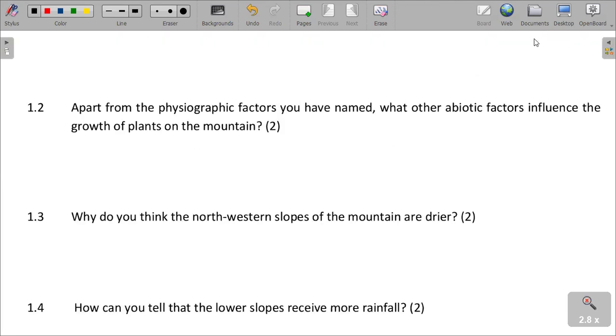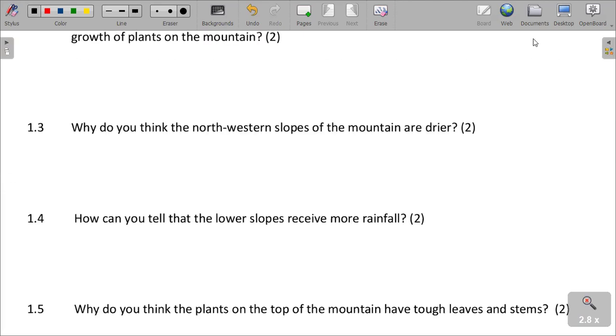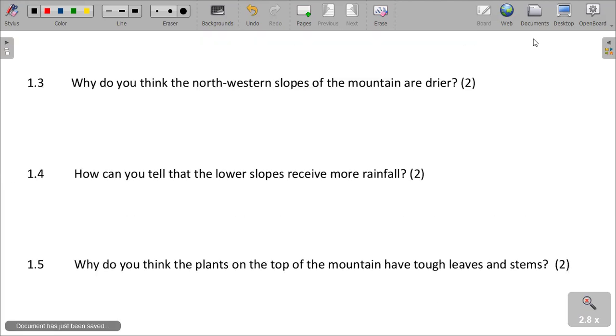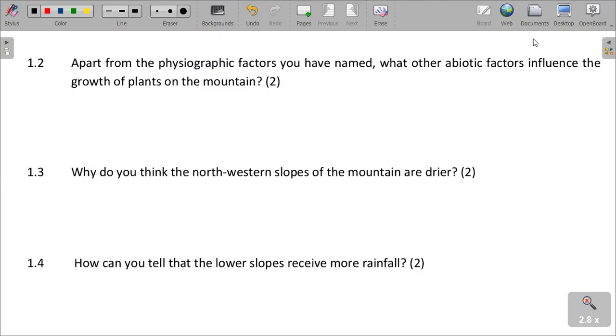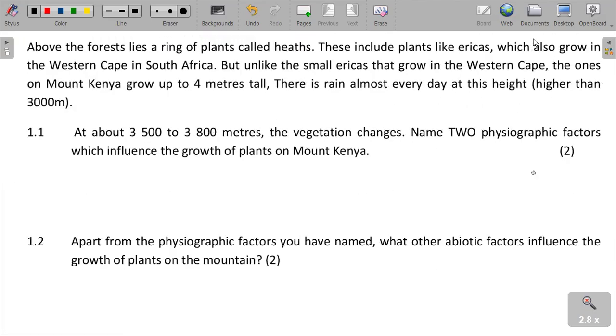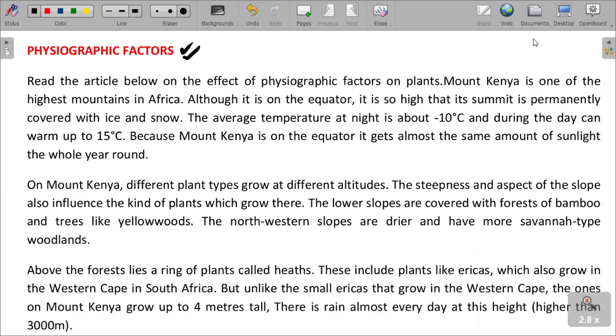Apart from physiographic factors, what other abiotic factors influence plant growth, and the issue of northwestern slopes of the mountain being drier. All these questions, let's just quickly answer them now. I'm sure we can see them right now. We are just going to quickly analyze the attached context here. Read the article below on the effect of physiographic factors on plants.